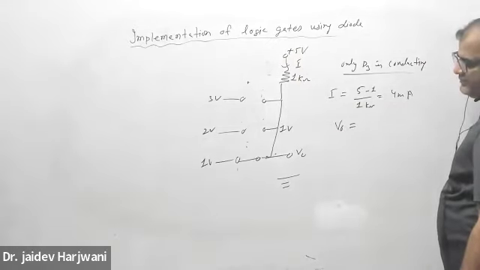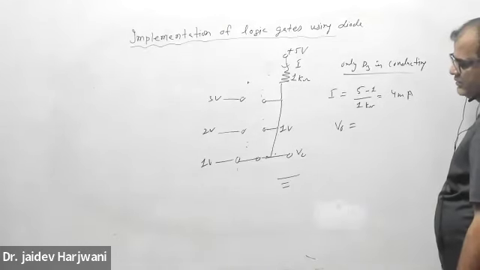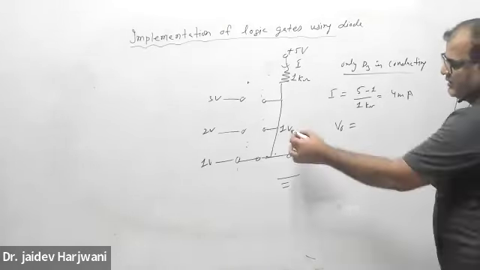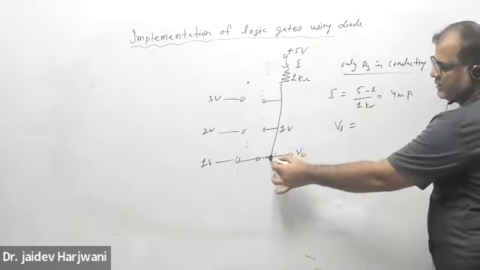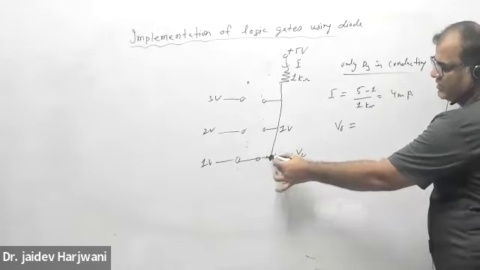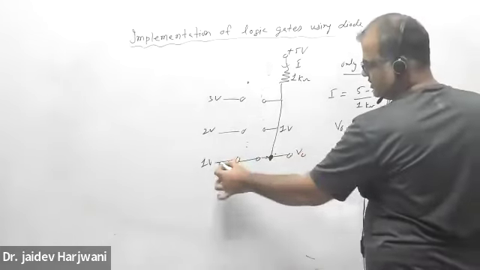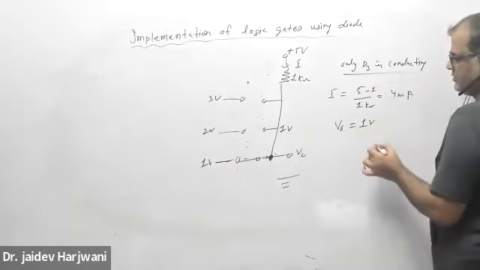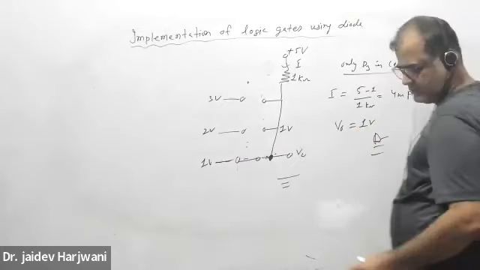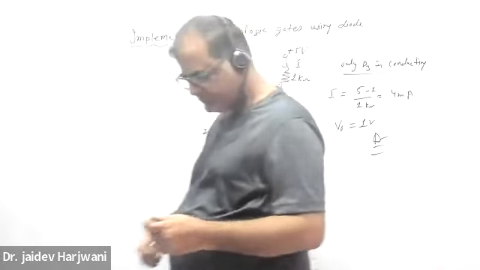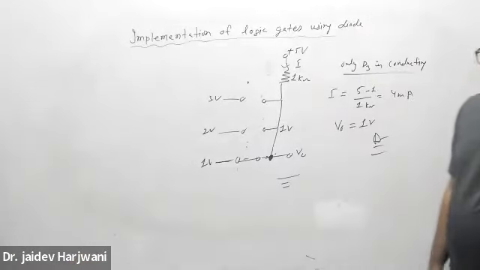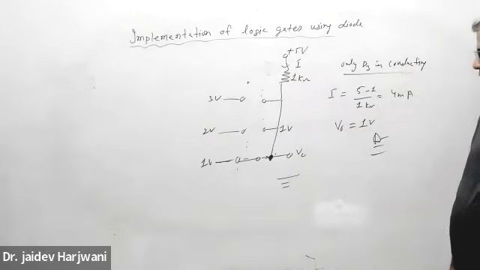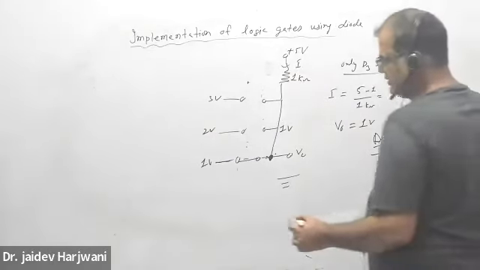What is the V naught? Tell me. 4 volt. How 4 volt? This point is connected to this point. What is the voltage at this point? What is the voltage at this point? 1 volt. 1 volt. Sir, how can only D3 be 1 volt, and the others are not conducting?